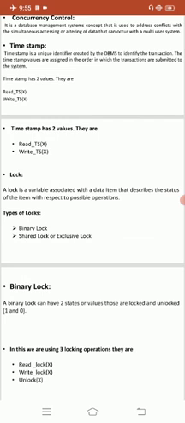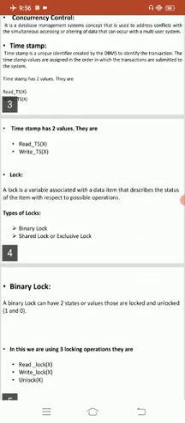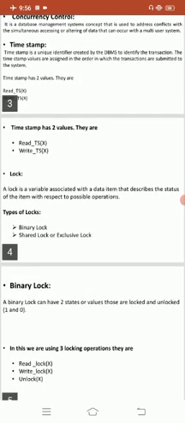In a binary locking system, at most one transaction can hold a lock on a given item.